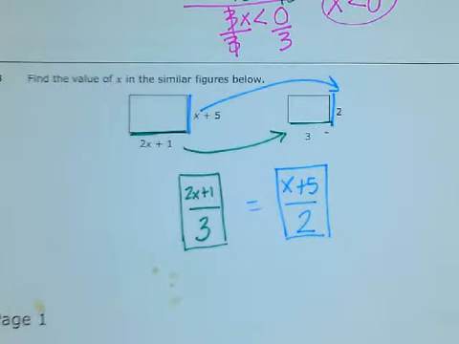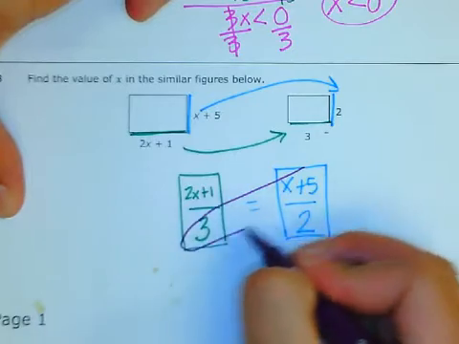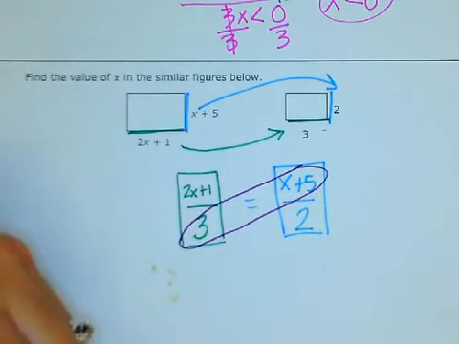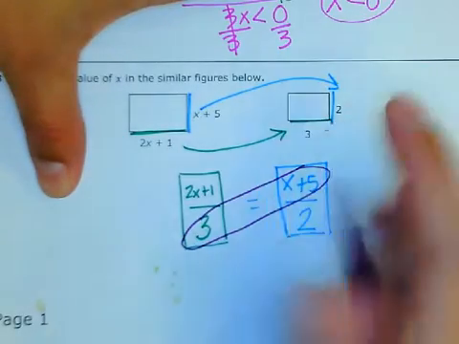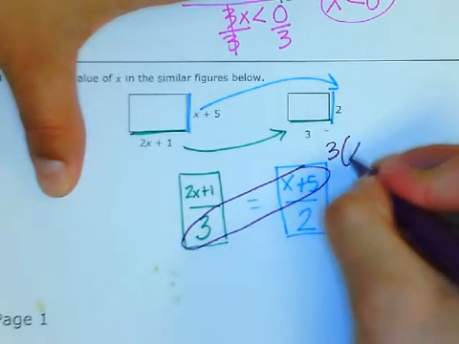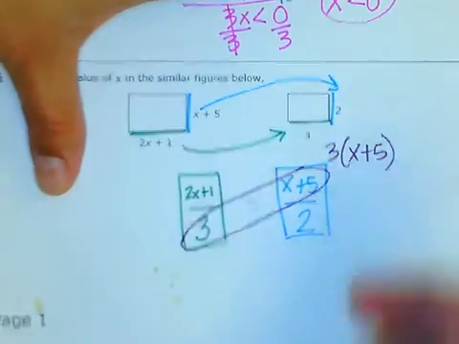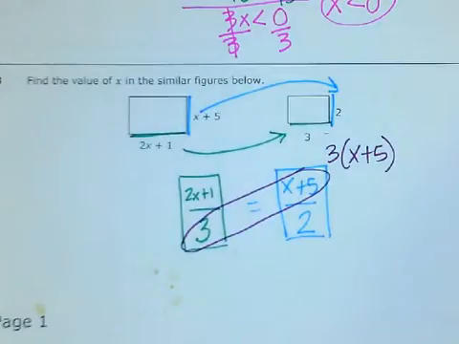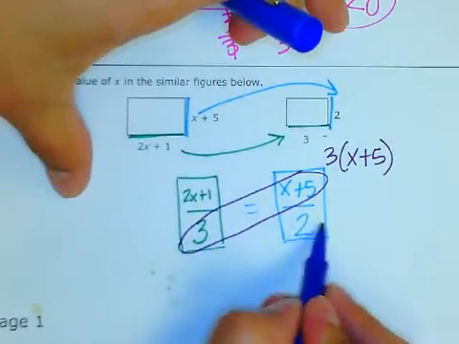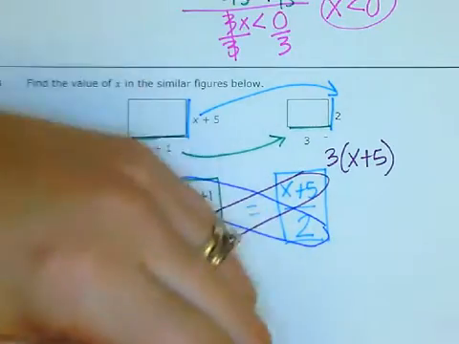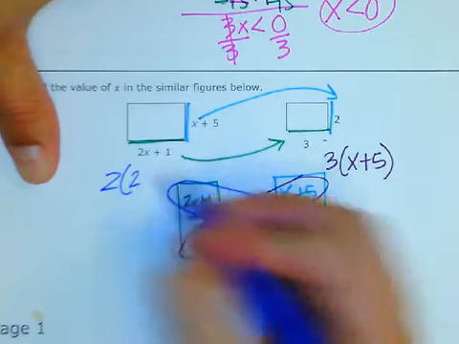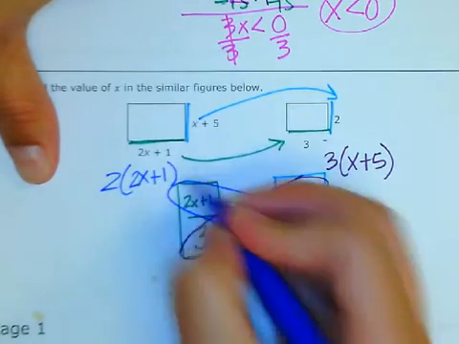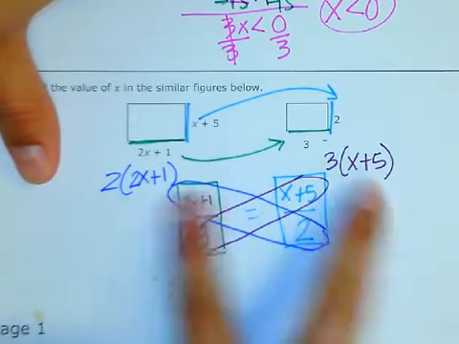My next step is to do cross products. So this cross product right here, remember the word product means the answer to a multiplication, which means we have to multiply those two. So 3 times x plus 5 goes here, and 2 times 2x plus 1 goes here. So these are my two cross products.